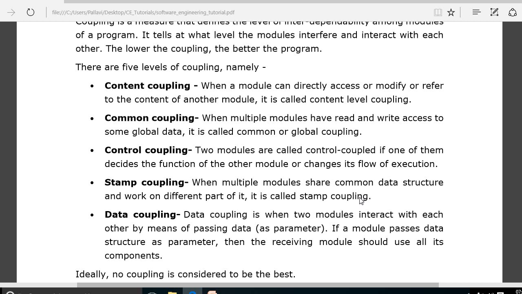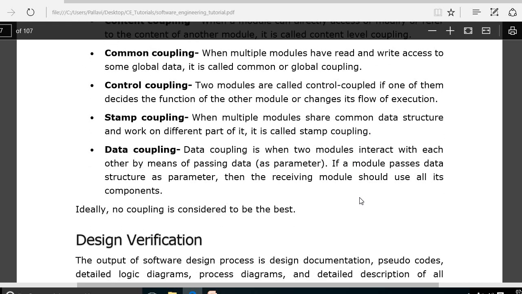Next, stem coupling. When multiple modules share a common data structure and work on different parts of it, it is called stem coupling. And finally, data coupling. Data coupling is when two modules interact with each other by means of passing data parameters. If a module passes a data structure as a parameter, then the receiving module should use all its components. So ideally, no coupling is considered to be the best.